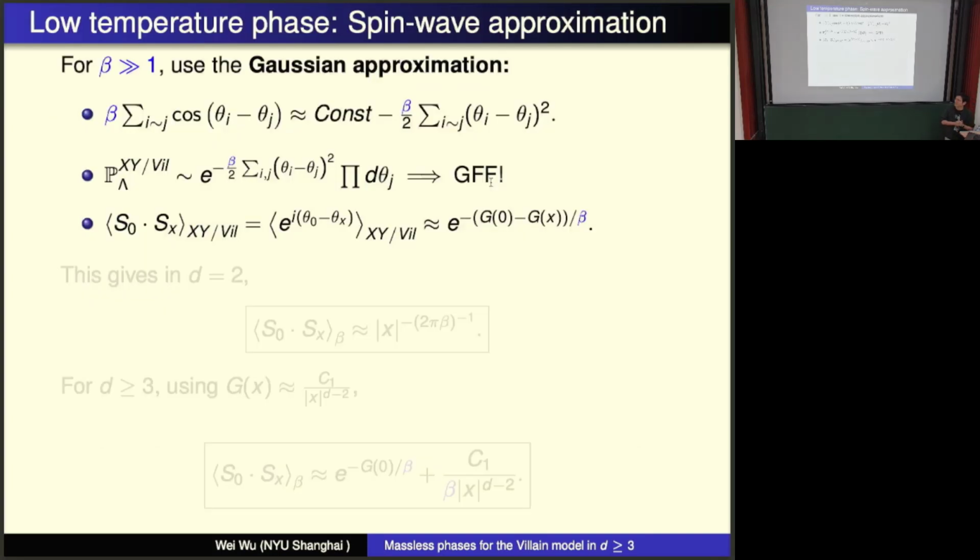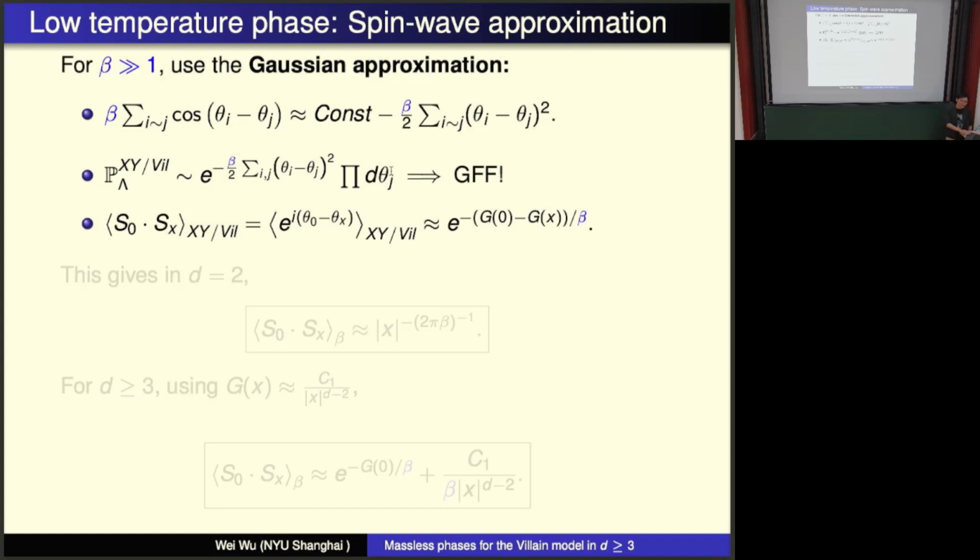So here is a physics argument, sometimes called a spin wave, which suggests the following. If we believe that at very low temperature the angle difference is small, then first-order perturbation theory gives you that the cosine is just a quadratic function. And then you can just replace everything by a Gaussian free field, if you believe the heuristics. And for a Gaussian free field, it's very easy to compute, right?